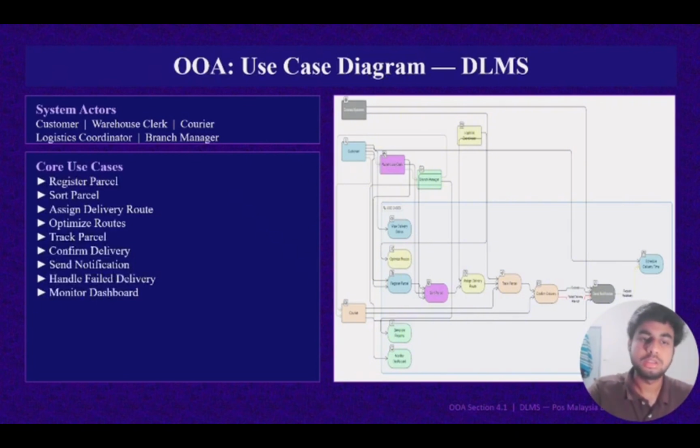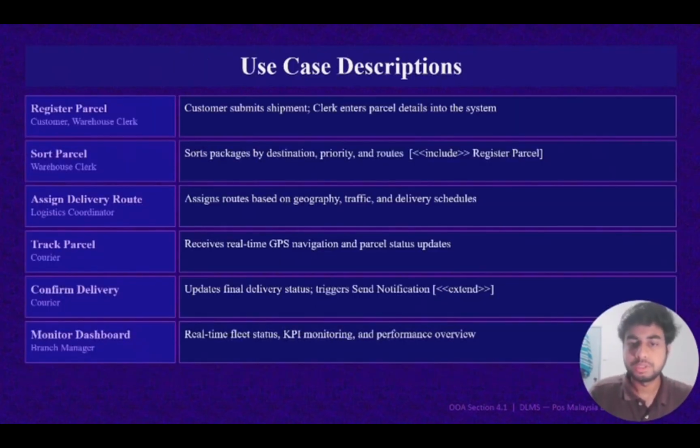Then we move towards our second slide. Here is how it works. So the process is simple. First, we register the parcel into the system. Then the clerk sorts them by where they are going, and once sorted, the coordinator assigns a route. The next is the courier, who then takes over the truck and finally confirms the delivery.